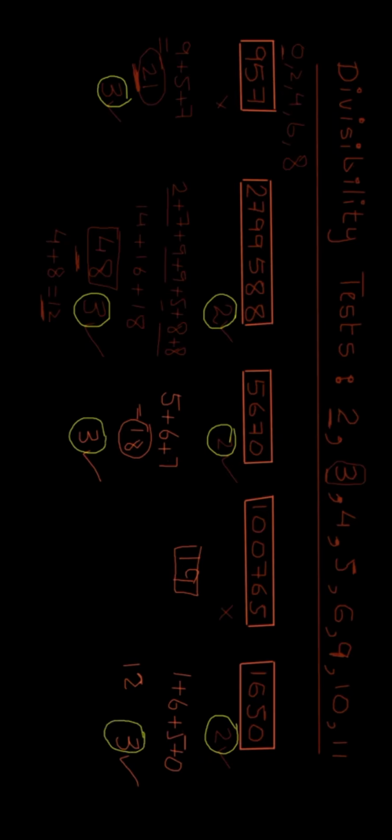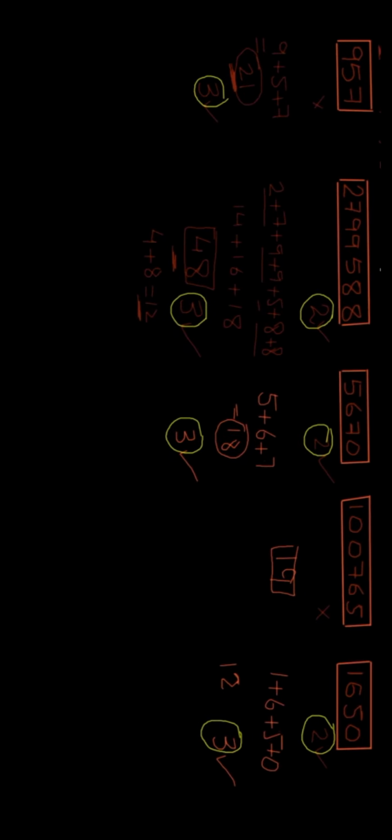Next, divisibility of 4. What we do with divisibility of 4 is that we check the last 2 digits. For example, 57 over here. Now, we've learned the table of 4 for today. If you don't remember them by heart, what you could do is keep the times table in front of you.